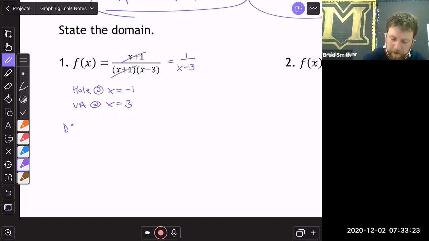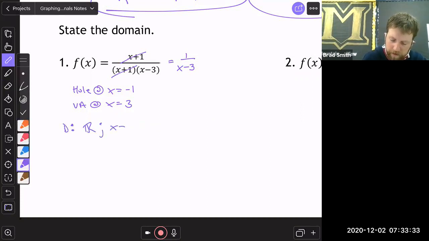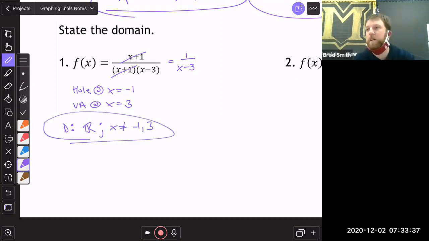So my domain here is going to be all real numbers except for x cannot equal -1 or 3. So there is my domain. All we're looking at here is the holes and the vertical asymptote piece. That's all we are concerned with.